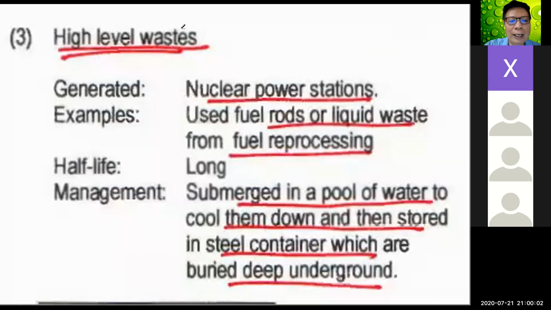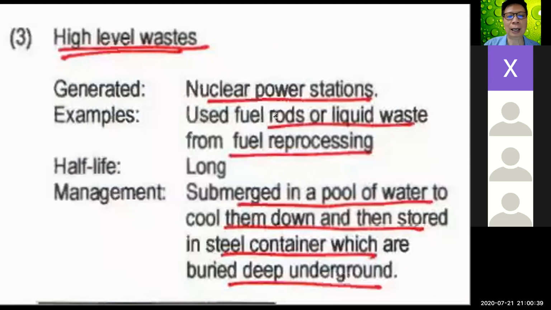High level waste from a power station is nuclear, not a normal power station, meaning this power station is using nuclear energy. For example, the fuel rod. A fuel rod is a rod containing the uranium. In the power station, they use uranium 238. This uranium must be put in a special rod. The rod is very thick, so you put uranium inside.